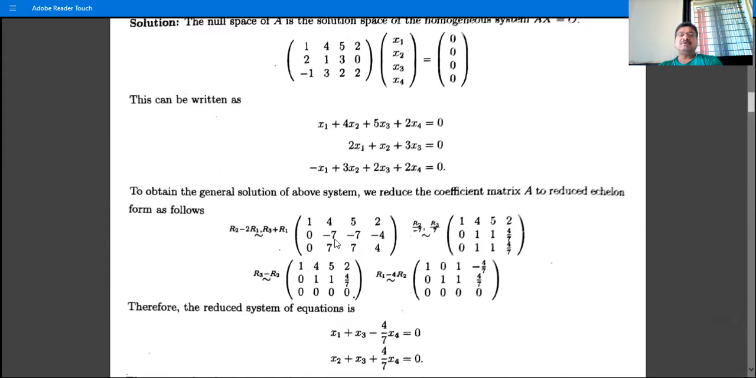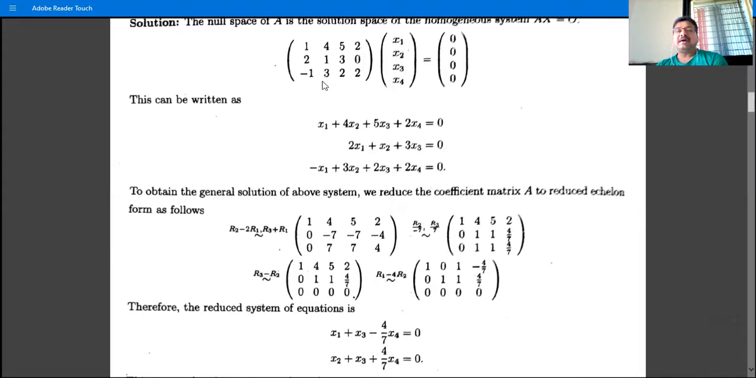So what is the difference between them? This is the coefficient matrix: 1 4 5 2, 2 1 3 0, and minus 1 3 2 2. If we take the augmented matrix, then write this matrix and one more column, 0 0 0. That is the augmented matrix. In the case of a homogeneous system, take either the coefficient matrix or the augmented matrix.